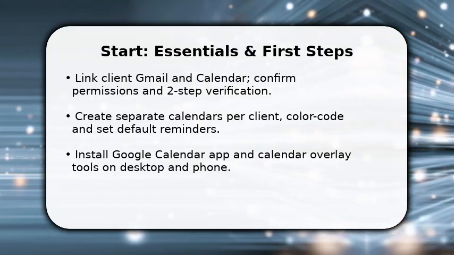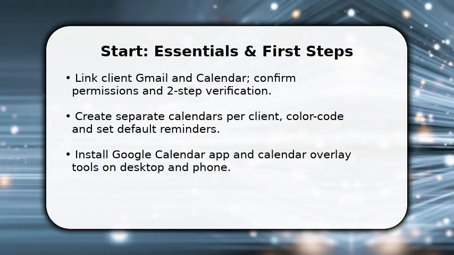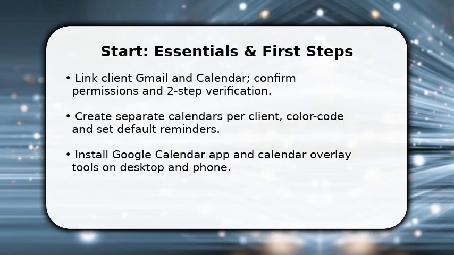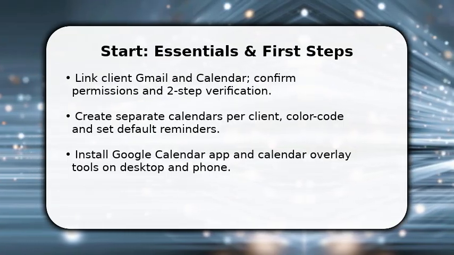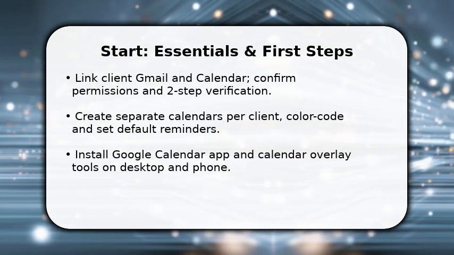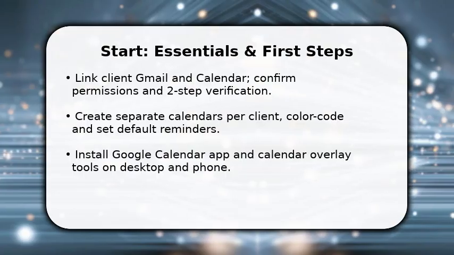Next, install the Google Calendar app on your phone and add the account to your desktop calendar overlay. This ensures you see availability across devices. Make sure calendar sharing settings allow editing and event details to keep scheduling efficient and accurate.